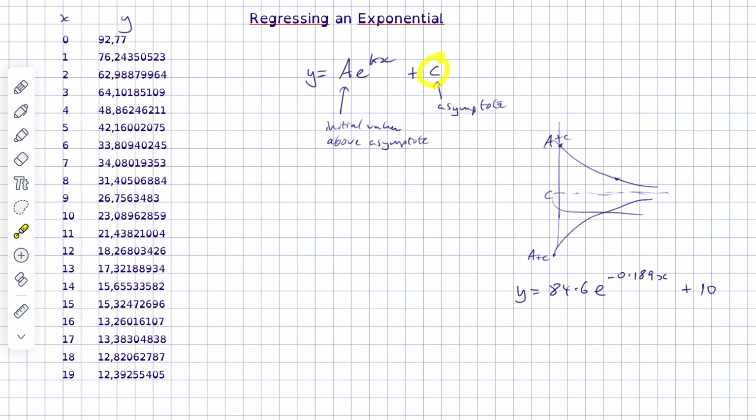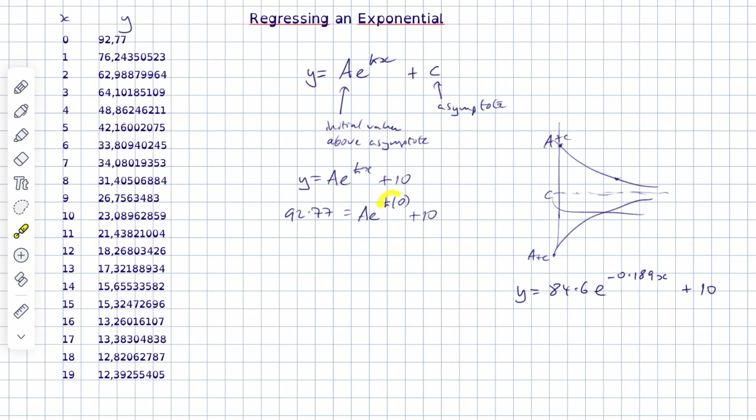If we decide that c is 10 for our asymptote, because that's what we said it would be last time, we'll get y equals a e to the kx plus 10. That gives us an asymptote of 10, which seemed reasonable given where it was going down to here. Now we'll put in the y values and the x values. So y is 92.77, a e to the k times 0 plus 10.